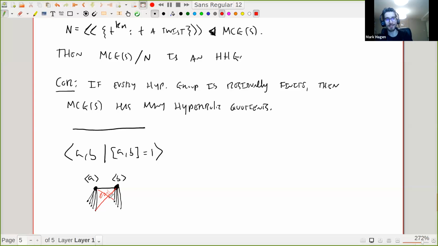Does that answer your question? Yes, but does this work for a product of CAT(0) cube complexes if it's maybe not a RAAG? If it's not a RAAG, so not every CAT(0) cube complex is a hierarchically hyperbolic space.